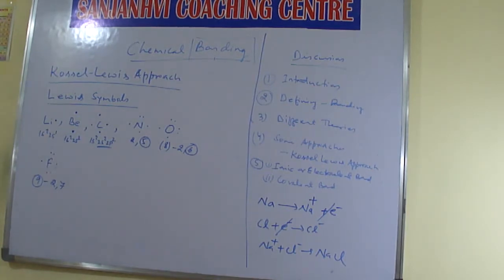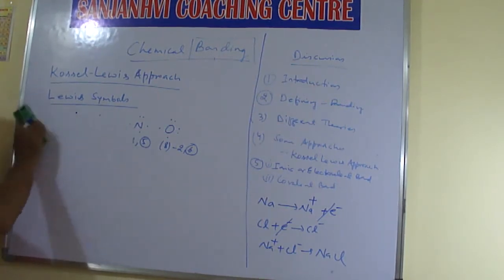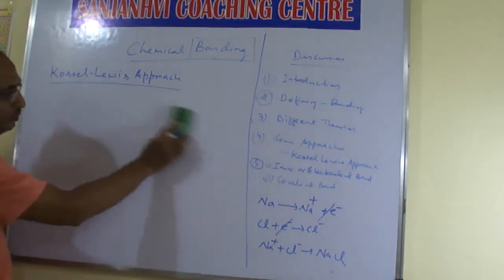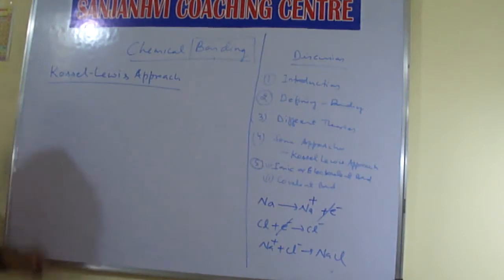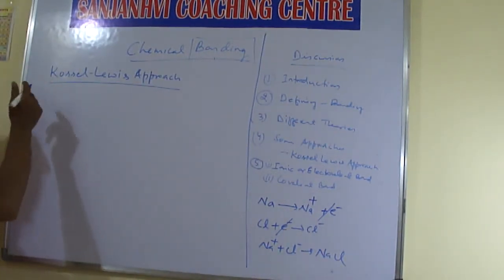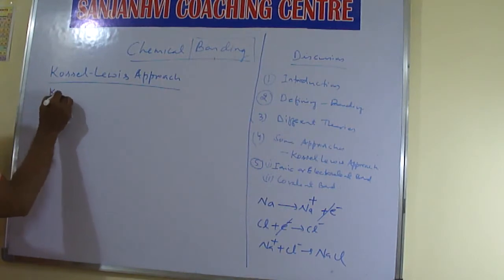Now let us discuss what Kossel has said, regarding Kossel's findings. About Lewis, we already saw the Lewis dot symbols. Now, Kossel's findings.